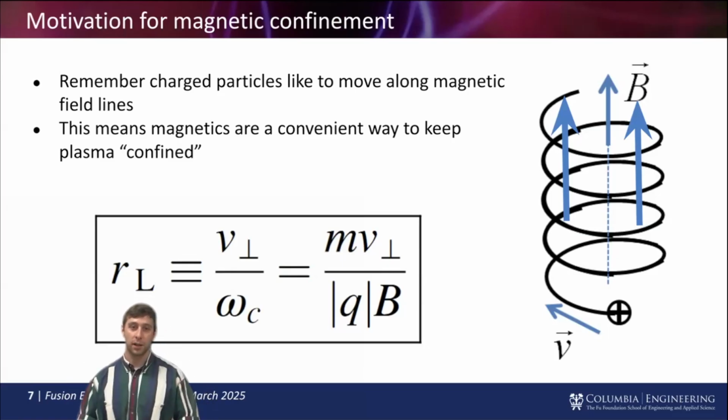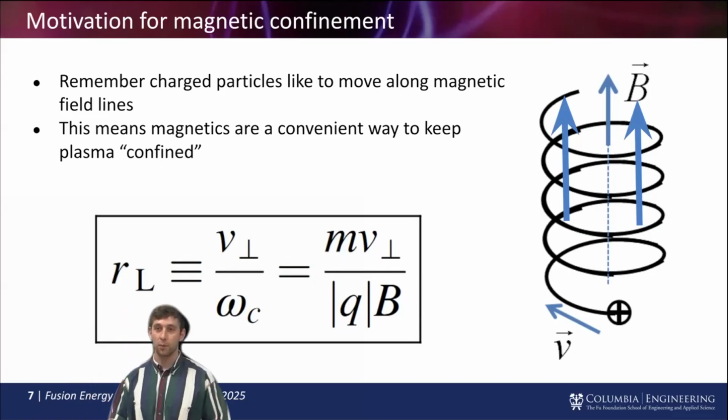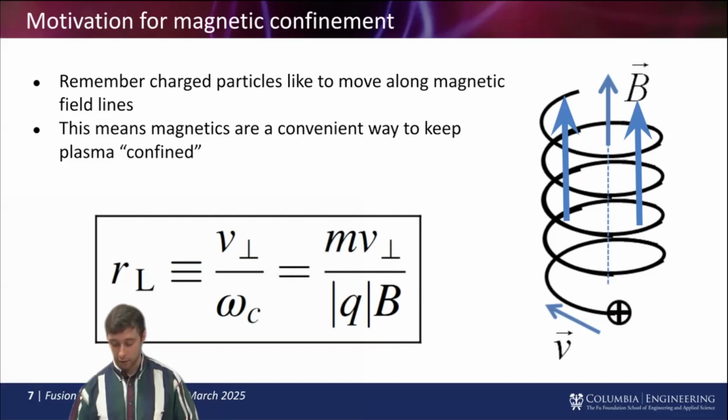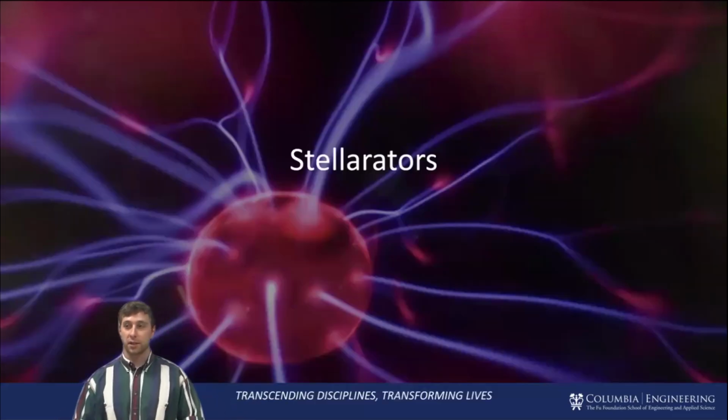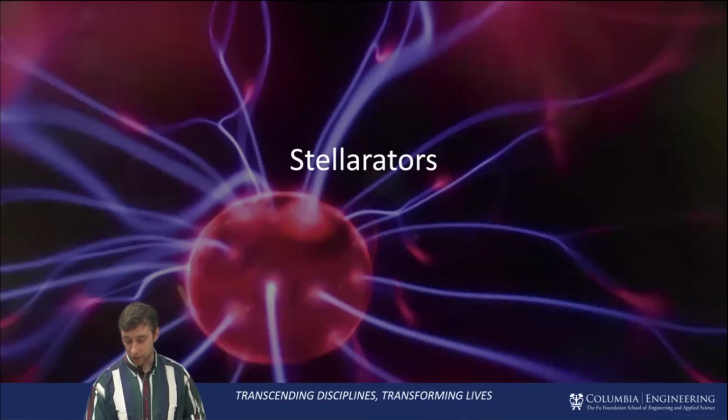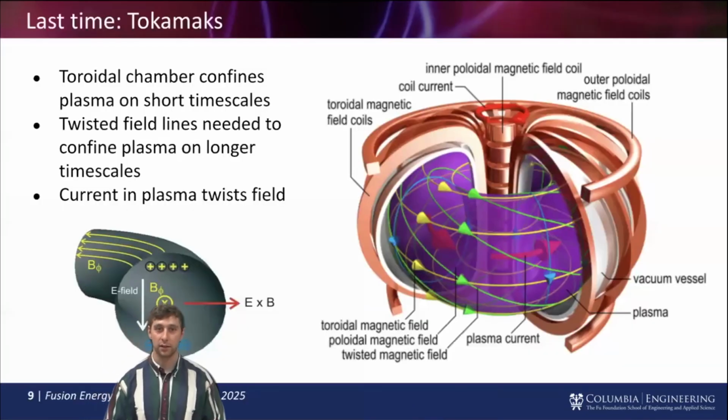This is described, again, we talked about this in the plasma dynamics lecture, using the Larmor radius, which is the ratio of the perpendicular velocity to the cyclotron frequency. So we talked a little bit about stellarators, just touched on them briefly in the tokamaks lecture. So I'll mention the parts that we talked about before, and then do a deeper dive into stellarators.